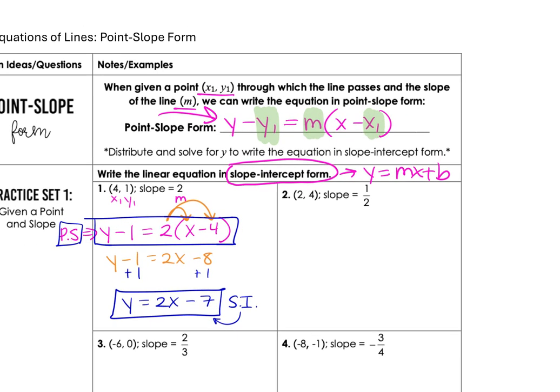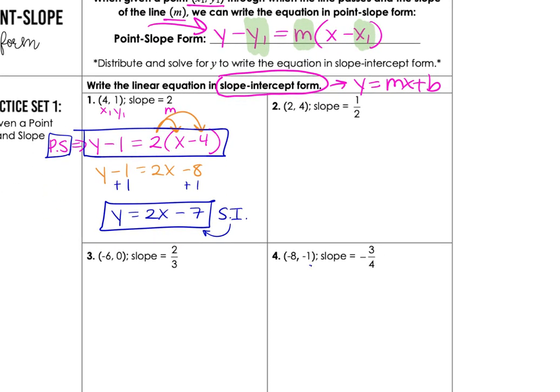So you try number 4. Take this point and this slope, drop it into point slope form, but then convert it to slope intercept. Go.